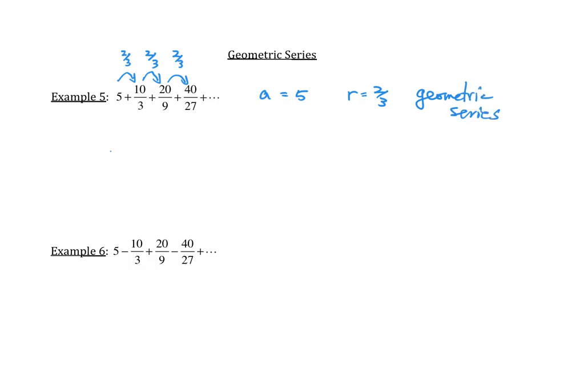So now I can find the sum. The sum S is just going to be a over 1 minus r. That's equal to 5 over 1 minus 2/3, which is equal to 5 over 1/3, or 15.